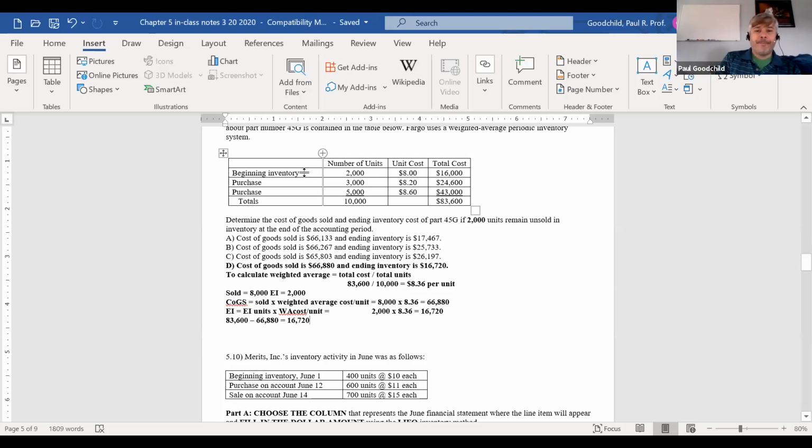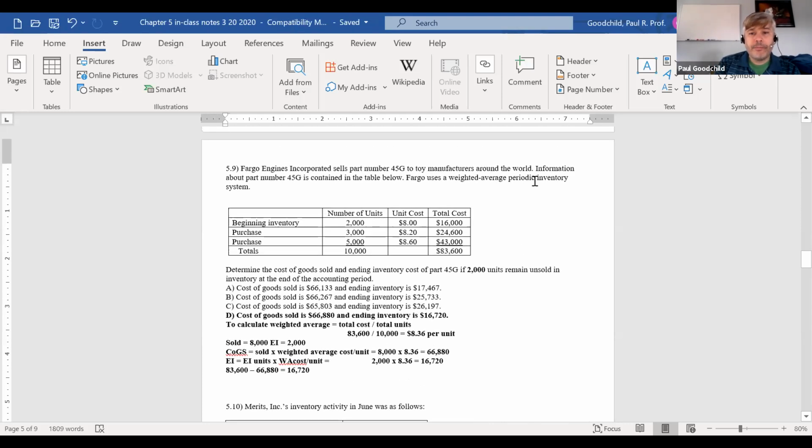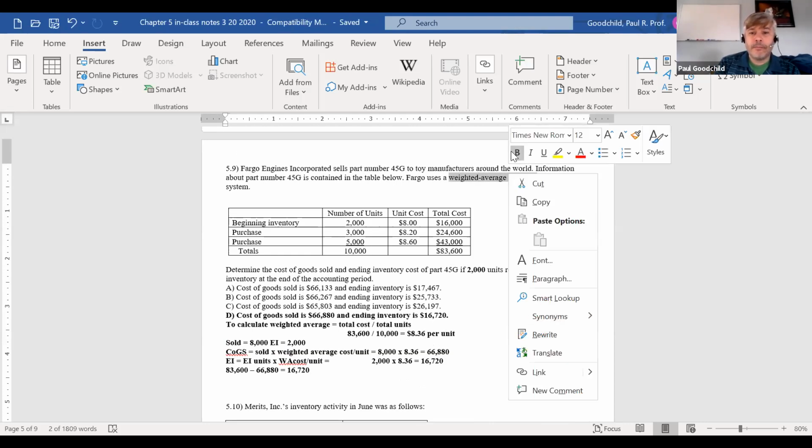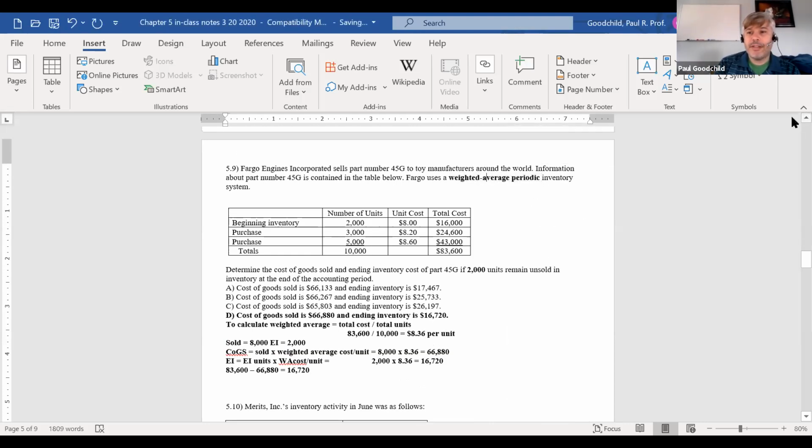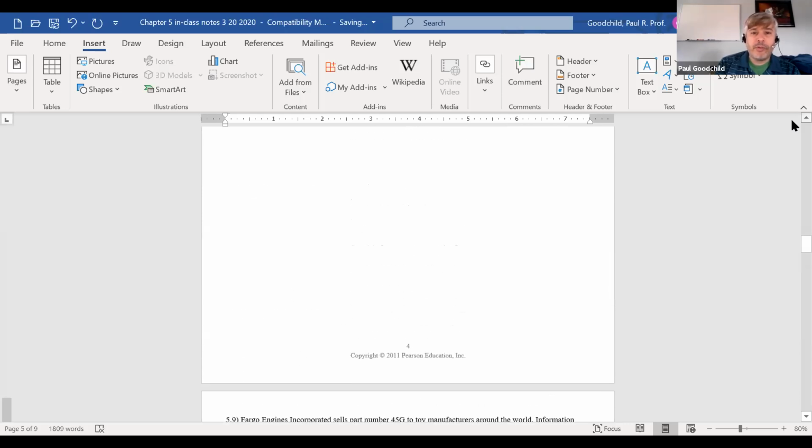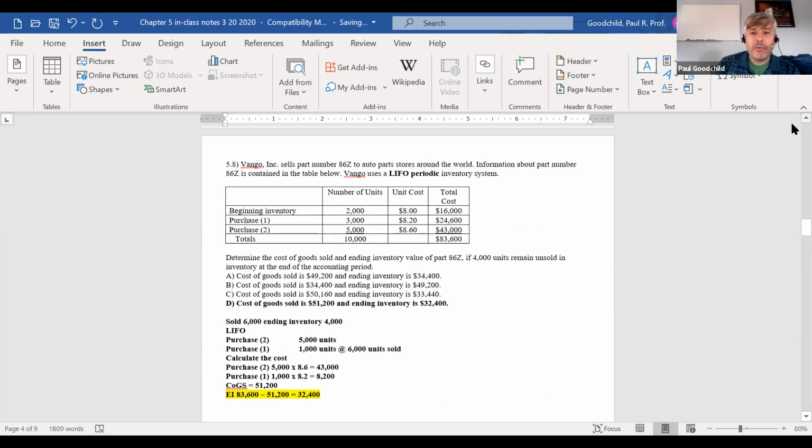So keep in mind that this is only one period, and were this sale to occur in a perpetual between purchases, you'd have to figure it out. So periodic is a little bit easier to use because you're just kind of taking things at the end. Perpetual, you have to pay a little more attention to the dates.